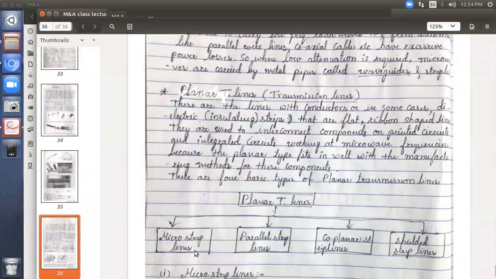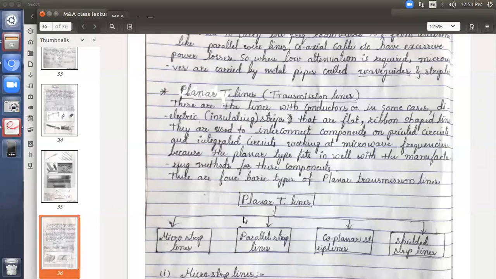Okay, so basically there are 4 types of planar transmission lines. Microstrip lines, first category. Second category, parallel strip lines. Third one, coplanar strip lines. And the fourth one, shielded strip lines. So again, transmission lines have 5 categories. Under that, we have what? Open wire, coaxial, optical fiber, waveguide, and strip lines. Again, in planar transmission lines, we have these 4 categories in general: microstrip, parallel, coplanar, and shielded. So now, one by one, we will see the details of all these lines.